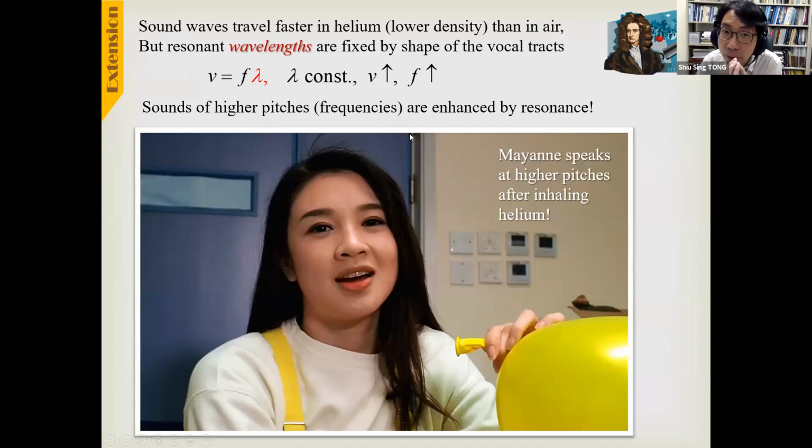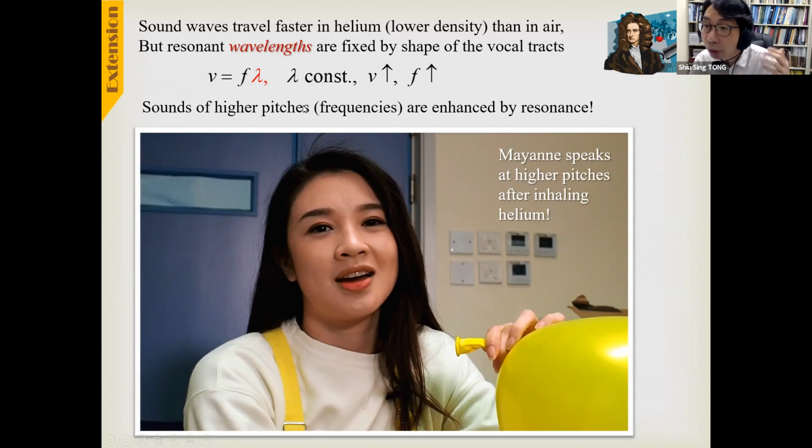Now, the resonant wavelength is actually determined by the shape of her mouth, right? When she speaks, she shapes her mouth in a certain manner. You close the mouth, or use the shape of the tongue in a certain way, and that determines the wavelength of the vibration, right?